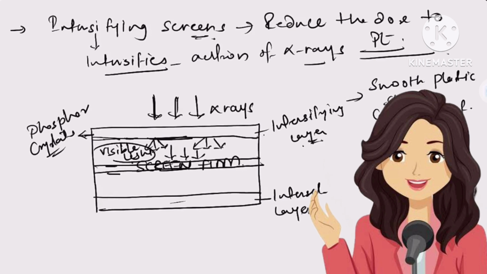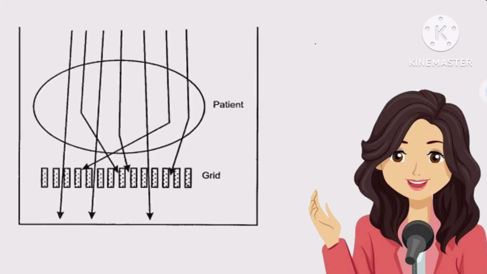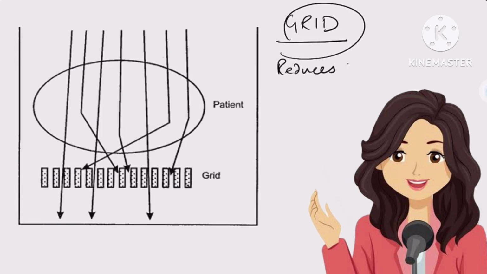Moving forward, you have again one accessory which is very important, which is called a grid. Now, when you use a grid with this extraoral cassette, what happens is it reduces the amount of scattered radiation. This grid reduces the amount of scattered radiation.